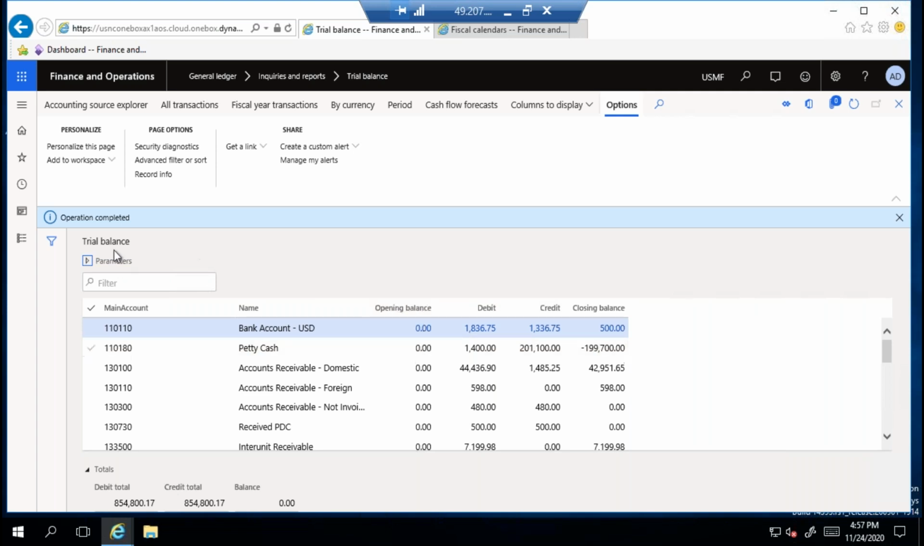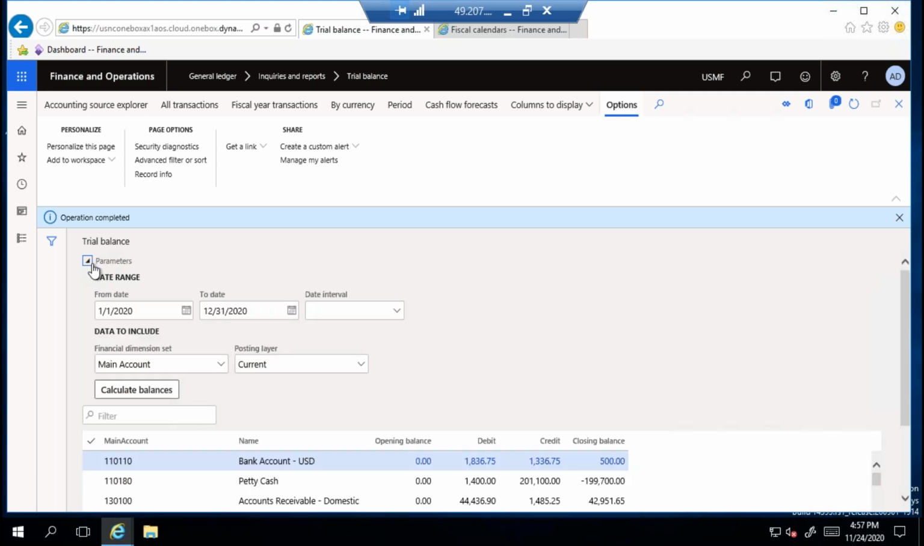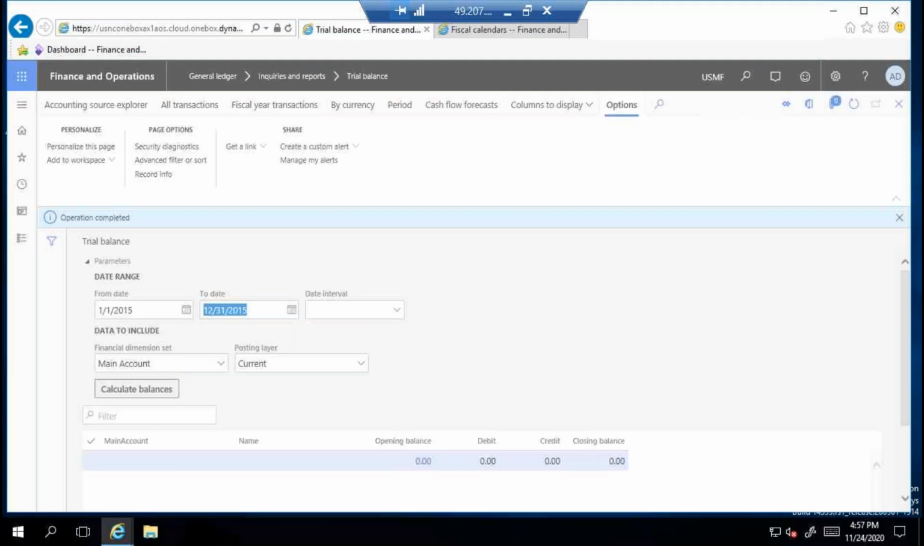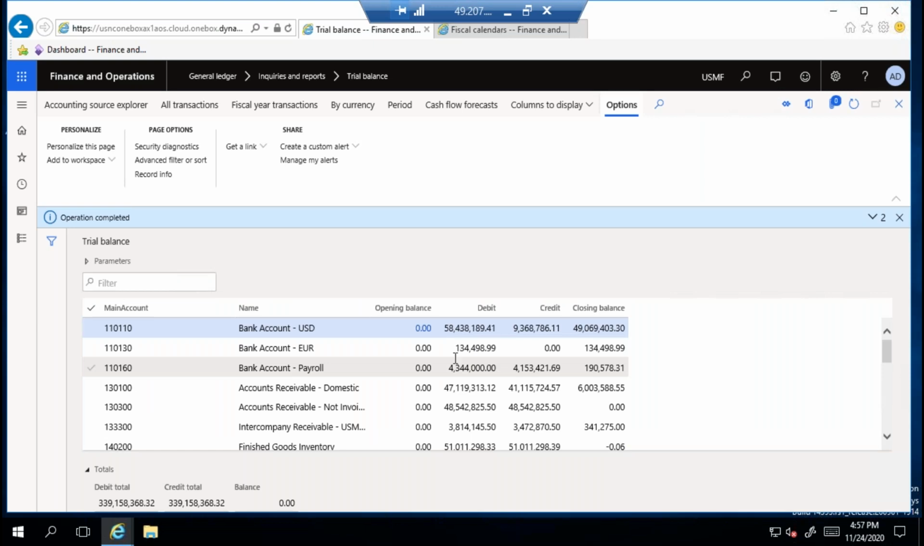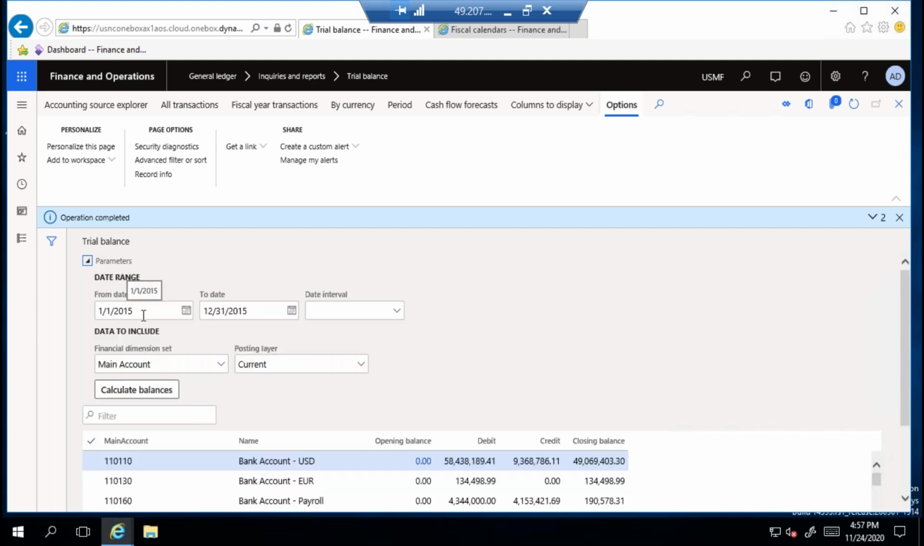So for understanding purposes, let me show the 2015 balances. In 2015, opening balances are not there. Let me verify whether any transactions exist in 2014.